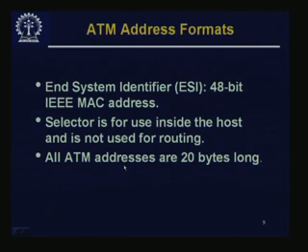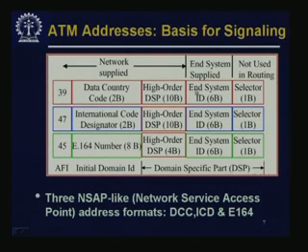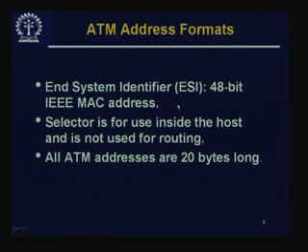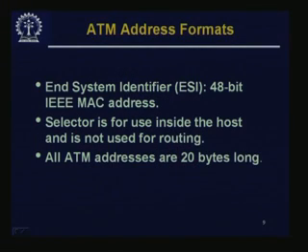Okay. So the end system identifier is the other part, you see this end system identifier part, this 6 bytes, and this 6 bytes could be various things. Specifically, this 6 bytes could be a 48 bit IEEE MAC address. You remember the MAC address that we use in the data link layer, that is a 6 byte address supplied by IEEE. So that entire 6 bytes can straight away be incorporated in the low order bits of the address. Selector is for use inside the host, and all ATM addresses are just 20 bytes long.